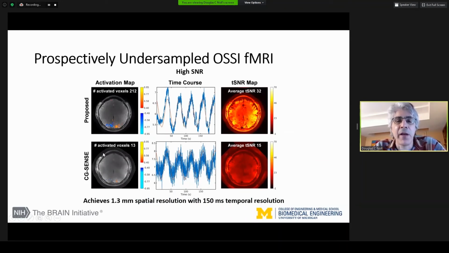So here we have a fairly high resolution acquisition, 1.3 millimeter spatial resolution with 150 millisecond temporal resolution. This is just one slice, however. And you can see that with the tensor reconstruction, we have very nice SNR and good activation maps. If we just did a standard SENSE type reconstruction, a conjugate gradient SENSE reconstruction, you can see you have a much noisier case here, and it doesn't work nearly as well. But this tensor reconstruction allows us to exploit and extract higher SNR, higher temporal resolution, higher spatial resolution from our acquisition. And this is an example of how we're using this method.